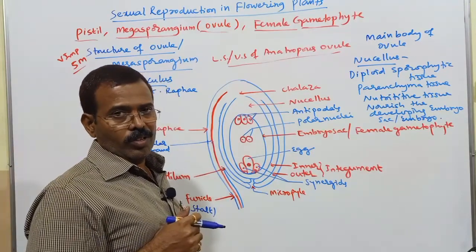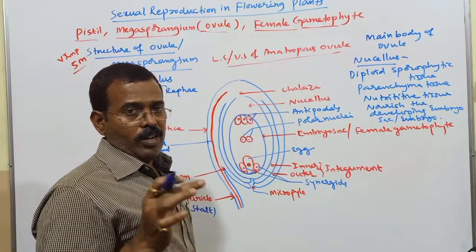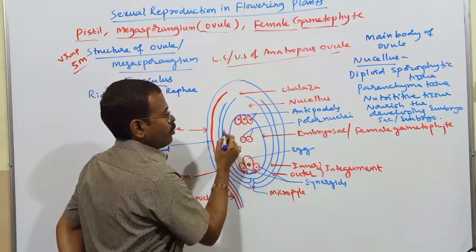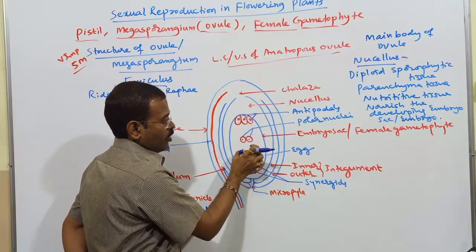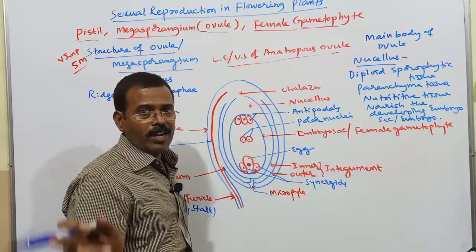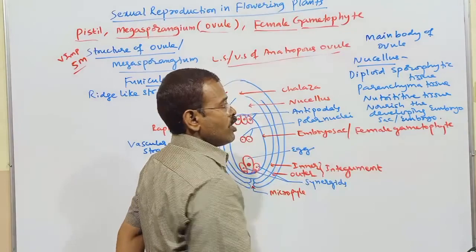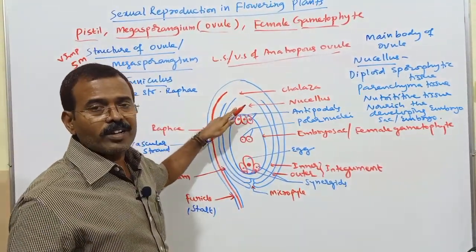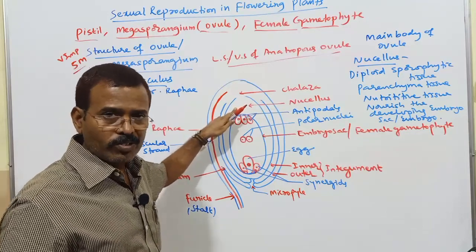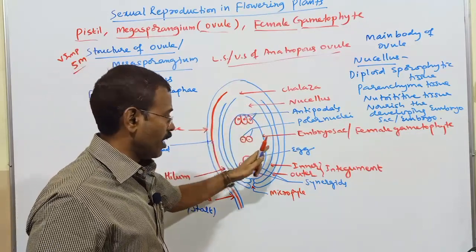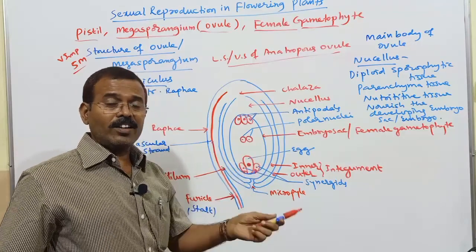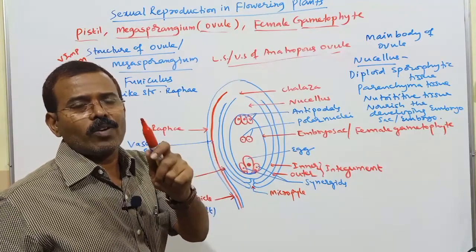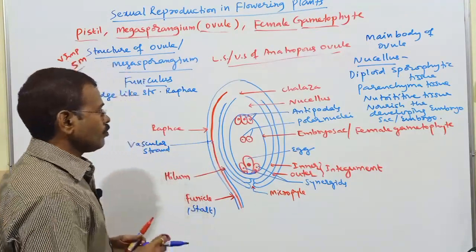Inside the nucellus, we will find the presence of the embryo sac. This oval shaped structure is the embryo sac. Embryo sac is also known as the female gametophyte. So nucellus is a diploid, sporophytic, nutritive tissue, made up mainly of parenchymal cells. It provides nourishment to the developing embryo sac, or nutrition to the developing embryo.